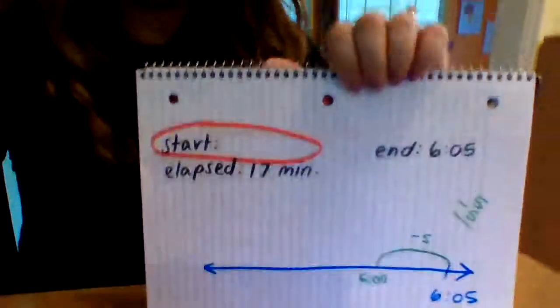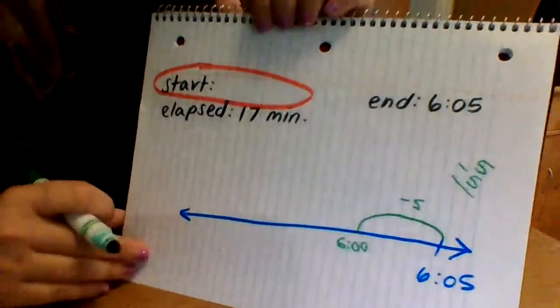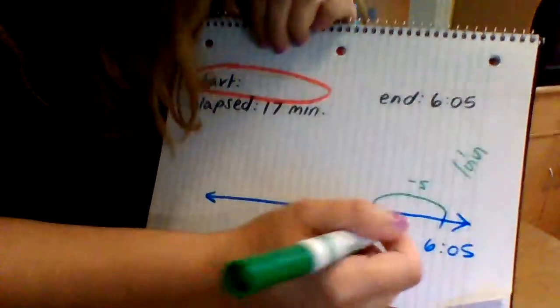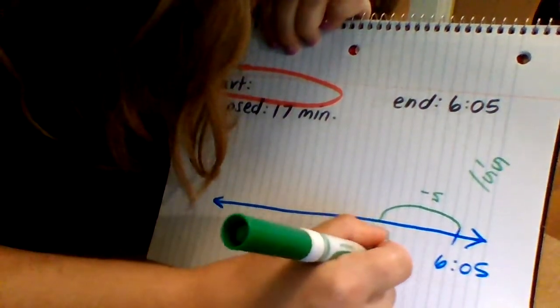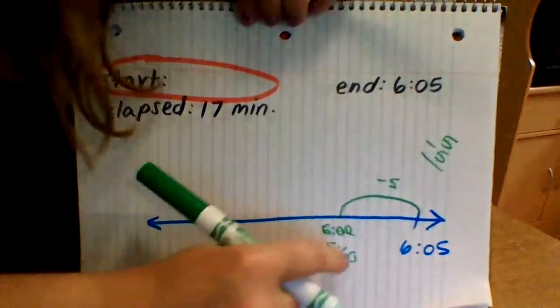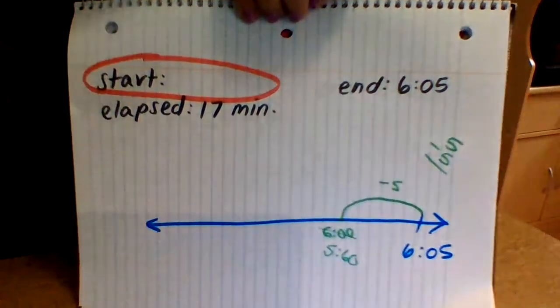So 6 o'clock is not just 6 o'clock. 6 o'clock is also 60 minutes. Is it 6 hours and 60 minutes? No, it's not. It's actually 5 hours and 60 minutes, right? Because the 60 minutes turns into a new hour and it becomes 6 o'clock.